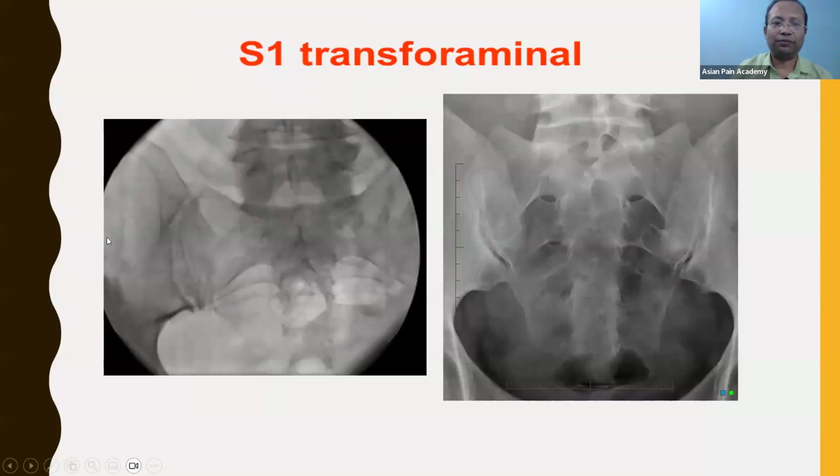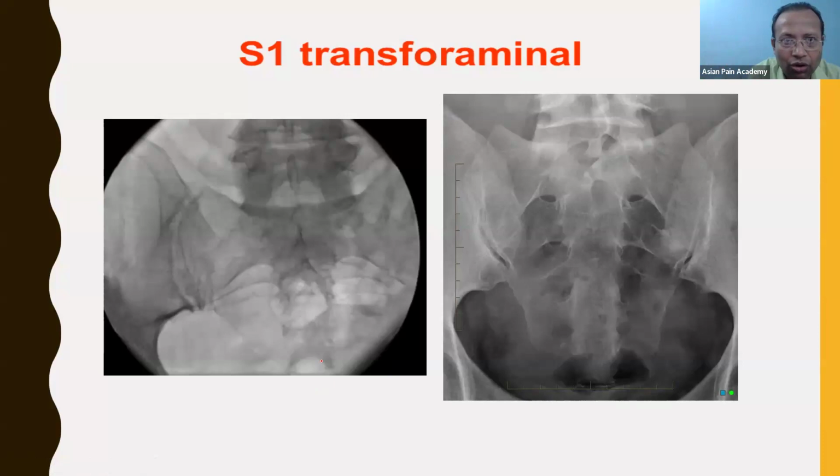So let us see the S1 transforaminal. As I told you, ultimately we are going in the epidural space. So when we were giving from the lateral side in the lumbar area, we are going in from the lateral side. But in the sacrum, it is the posterior side, but going in the epidural space only. So what is the difference here? Here the difference is again the same thing. We are seeing a three-dimensional structure in a two-dimensional way.